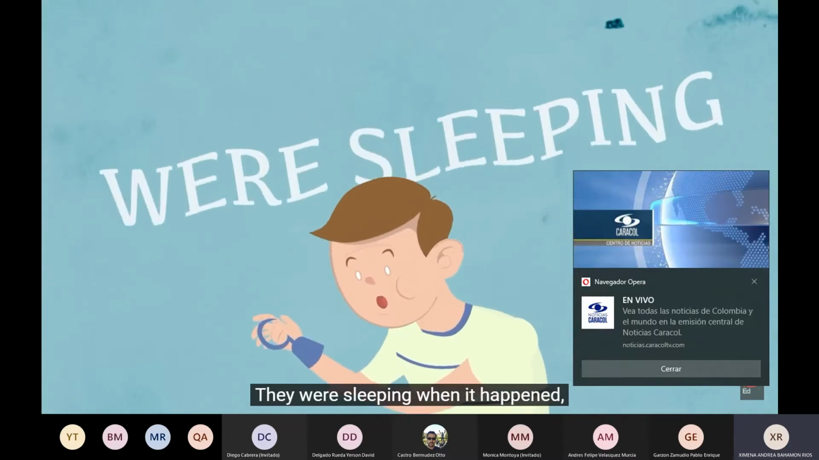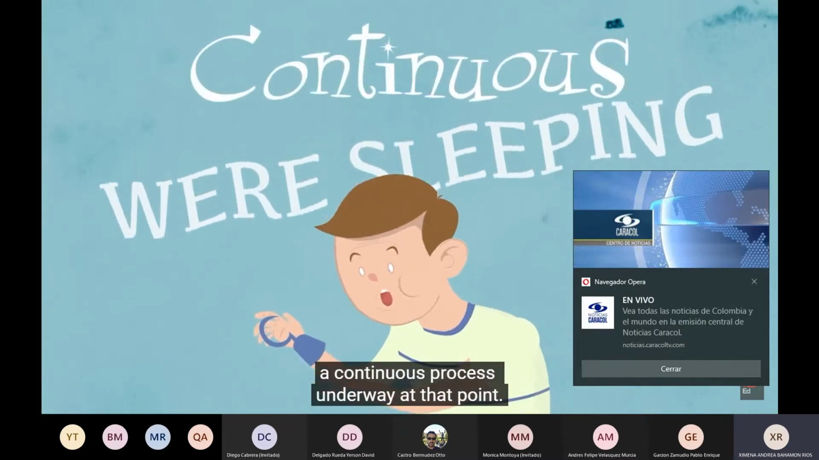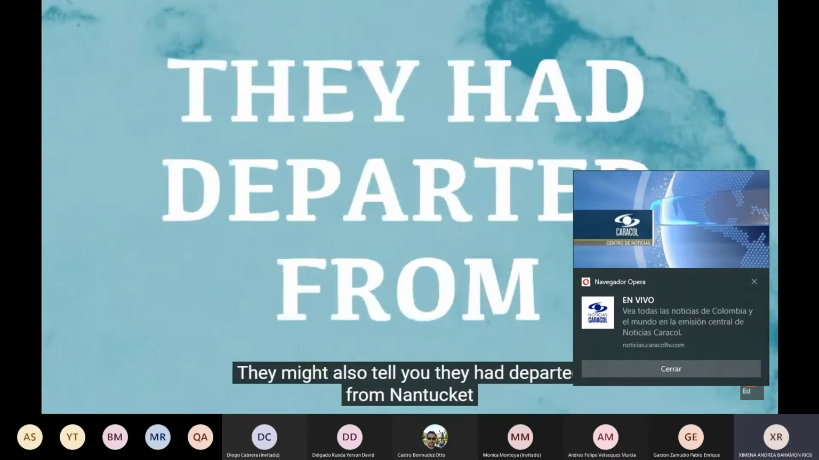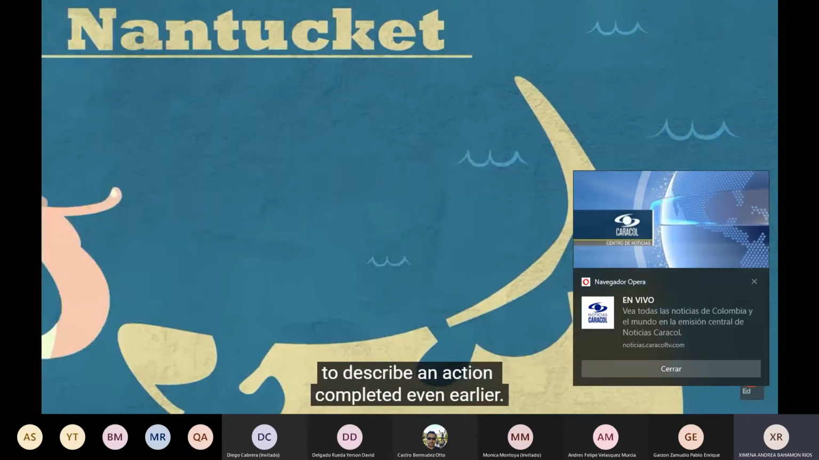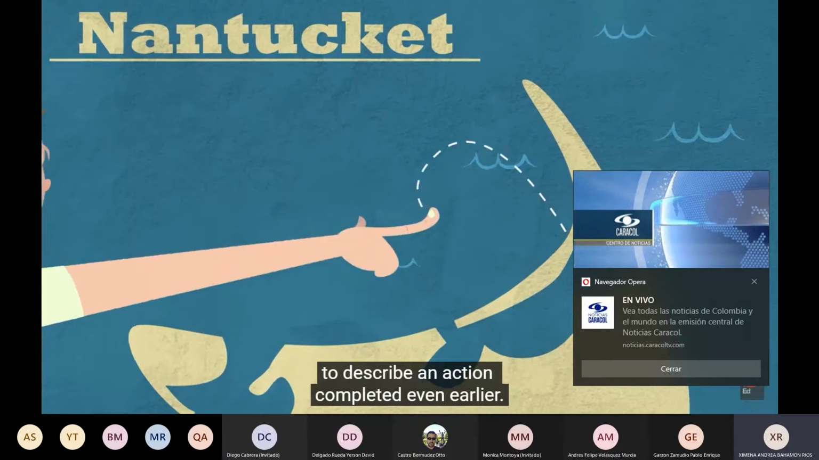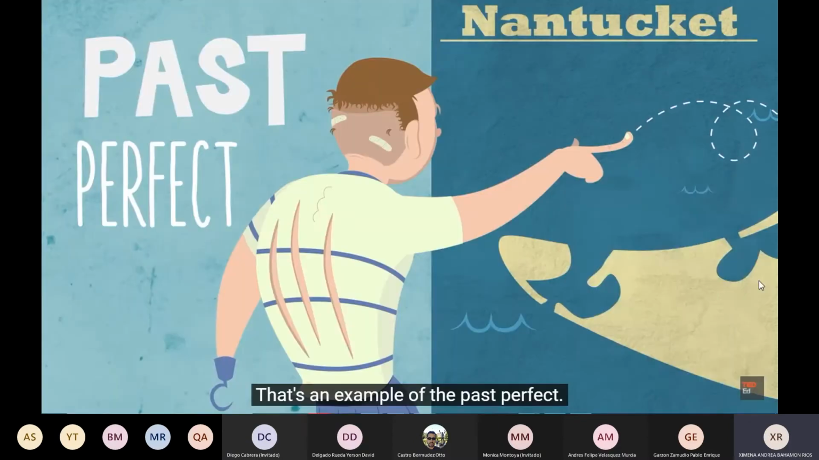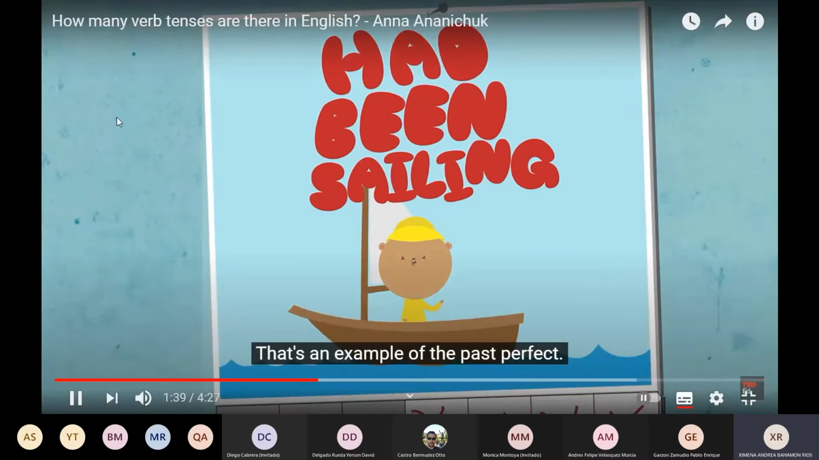They were sleeping when it happened, a continuous process underway at that point. They might also tell you they had departed from Nantucket to describe an action completed even earlier. That's an example of the past perfect. Or that they had been sailing for 3 weeks, something that was ongoing up until that point.